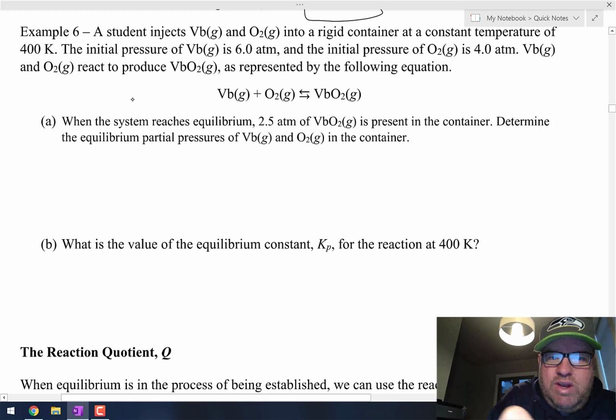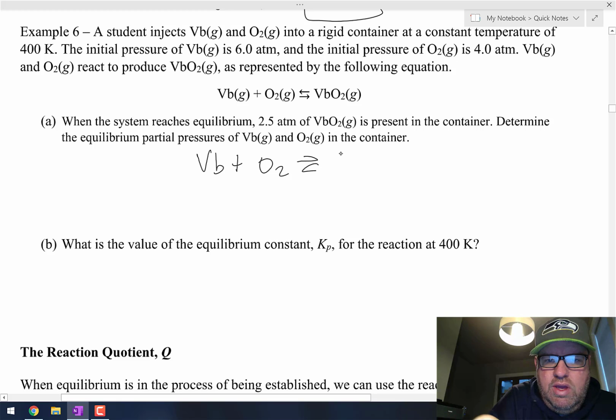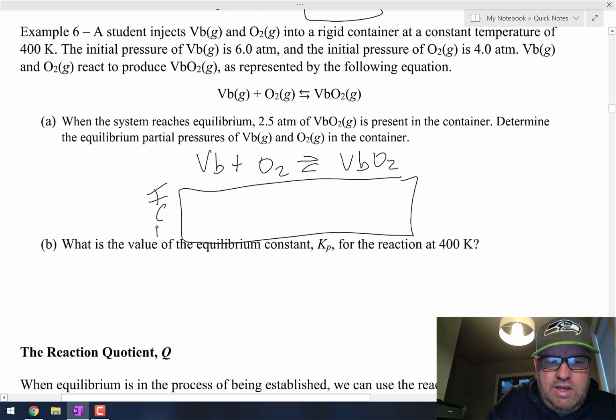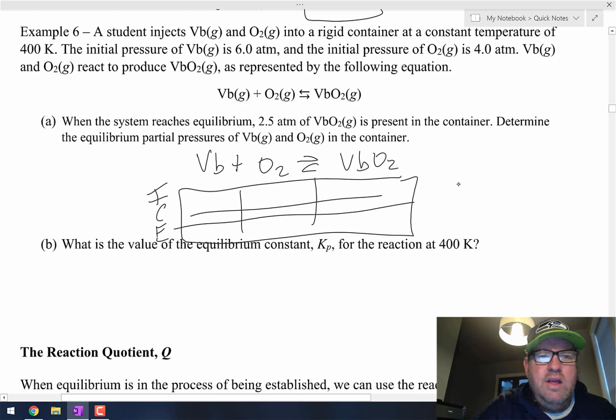So again, this is one where an ICE table is certainly going to help. VB plus O2 in equilibrium with VbO2. ICE. So what do they tell us? They tell us the initial pressure of VB is 6. Initial pressure of oxygen is 4. And what they tell us without telling us is that the initial pressure of VbO2 is 0. If they don't say anything about the product, you can always assume that it's 0.